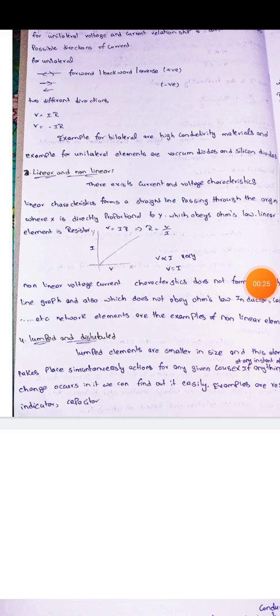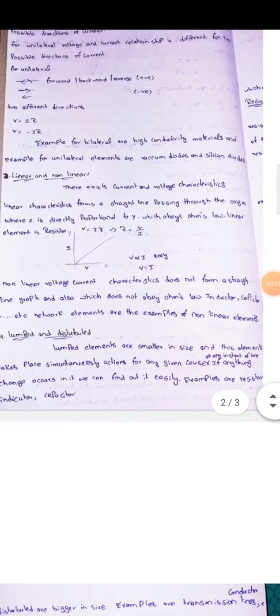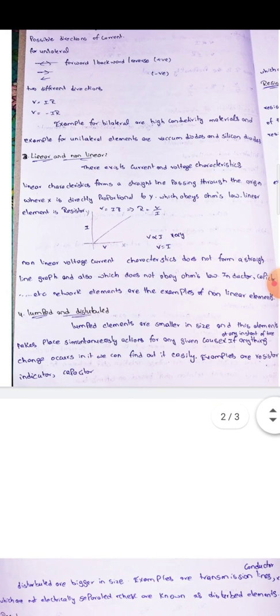And the fourth one is lumped and distributed. Lumped elements are smaller in size, and the actions take place simultaneously for any given source at any instant of time. These are the lumped elements. The examples of lumped elements are resistors, inductors, and capacitors.